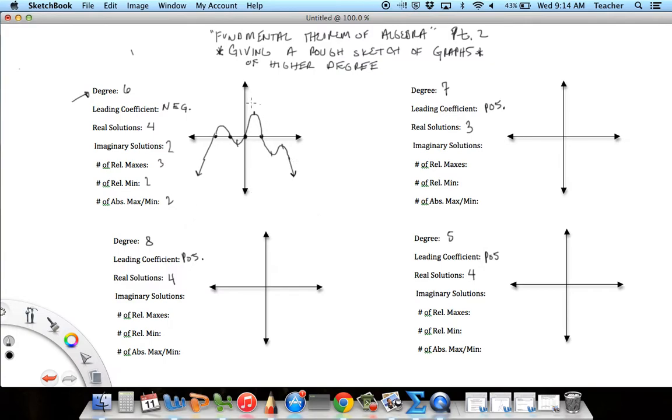All right, so the next thing we're going to do is graph this one. Again, I'm going to walk through this particular problem. We know it's a degree 7.